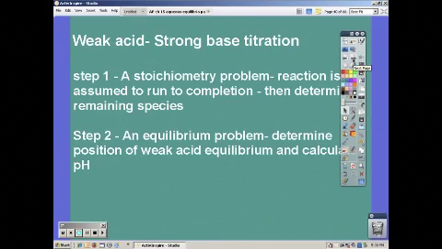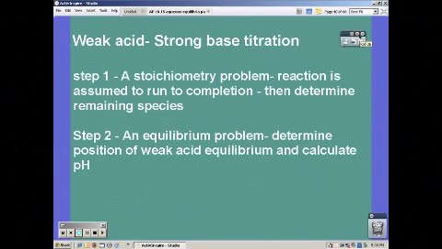Titration of a weak acid and strong base. First, you're going to do a stoichiometry problem, assume it runs to completion, and then an equilibrium problem. So figure out what you have left after the stoichiometry.